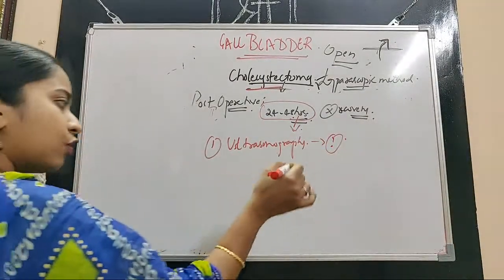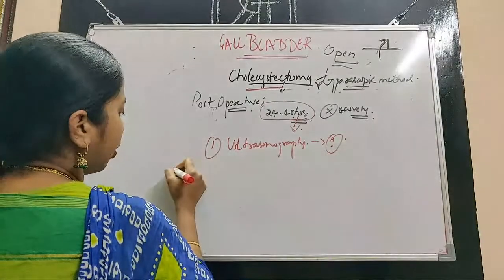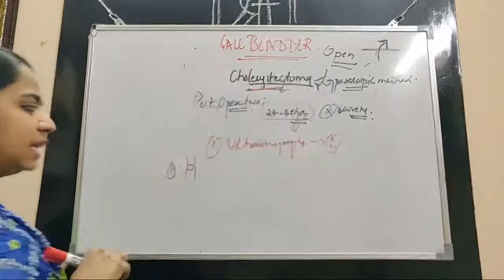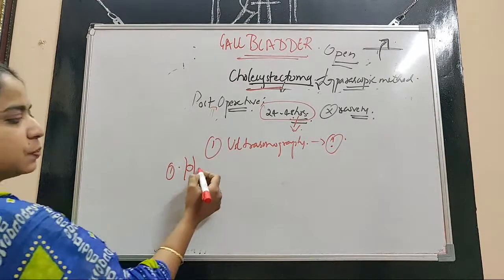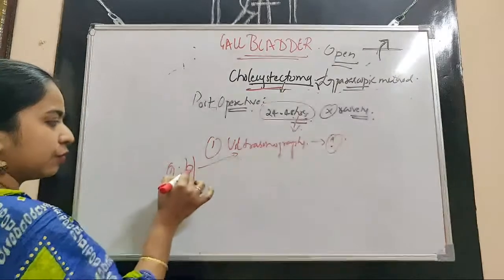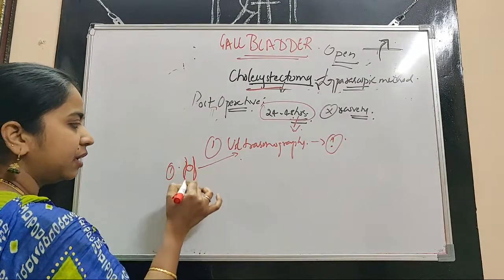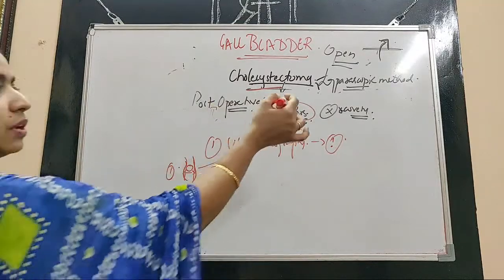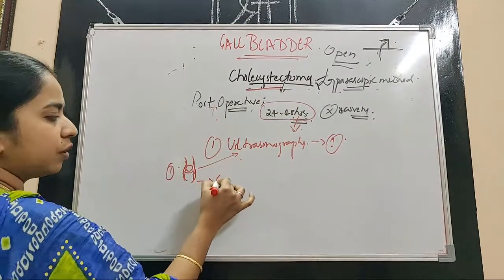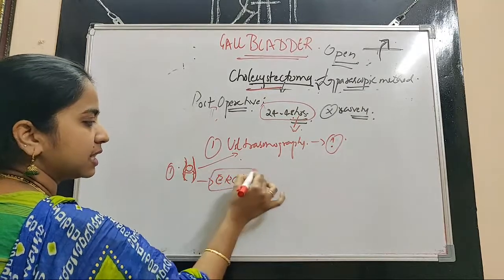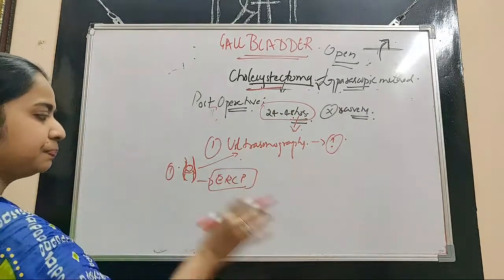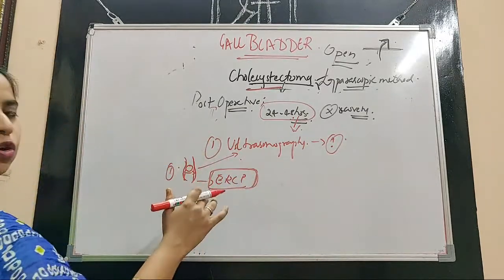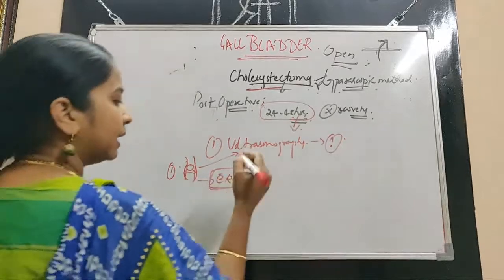Now suppose during the operation a stone in the CBD has been missed, and it has been picked up by the ultrasonography because of a dilatation in the CBD. What could be the intervention immediately to relieve this? We could go for an ERCP. This ERCP was discussed in the previous session. If you have missed it, you can go back to the previous session and get it cleared.